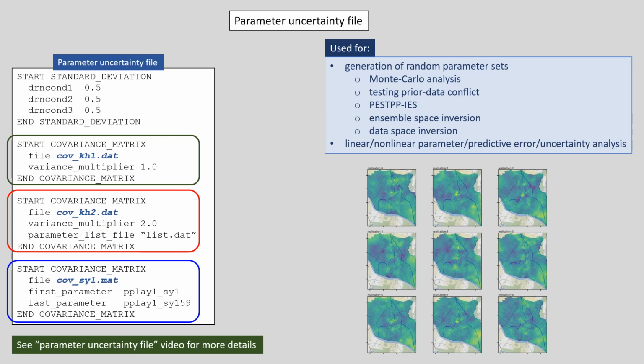A parameter uncertainty file normally contains information pertaining to the prior probability distribution of parameters. This is used whenever we want to, for example, generate random realizations of parameters. For example, if we're using PESTPP-IES or Monte Carlo analysis. It's also used if we want to do linear uncertainty analysis. So parameter uncertainty files are used by a lot of programs from the PEST and PEST++ suites, and many times they will feature covariance matrix files.